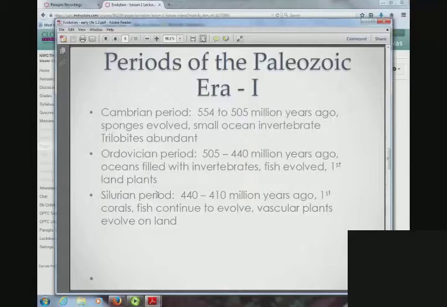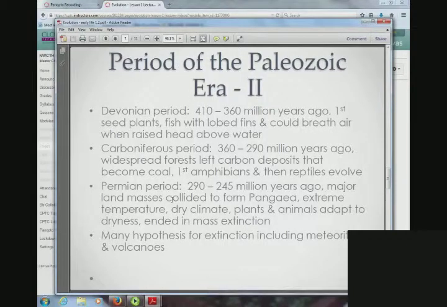During the Silurian period, which is 440 to 410 million years ago, we saw the first corals. The fish continued to evolve and we started to see vascular plants evolve on land. In the Devonian period, which is 410 to 360 million years ago, we saw the first seed plants. We began to see fish with lobed fins, and they could breathe air when they raised their heads above water.